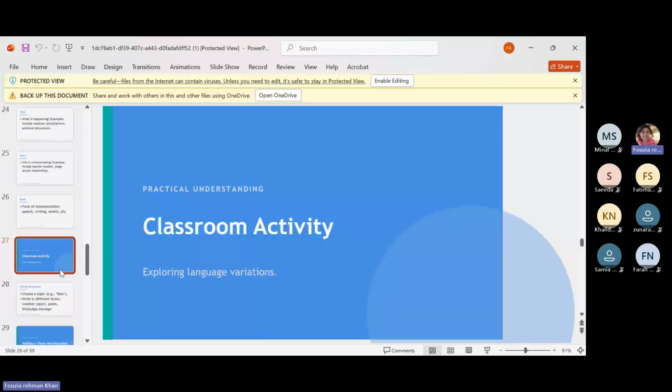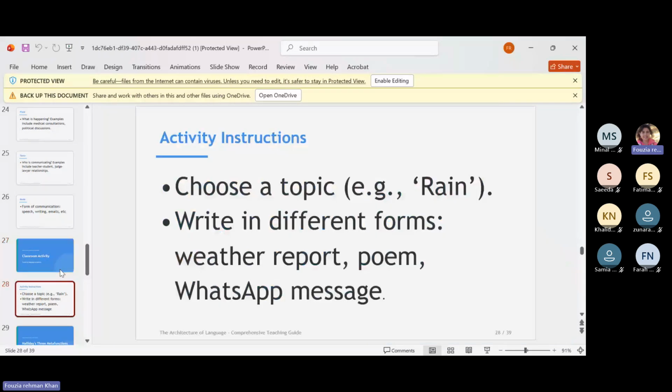Okay, for this activity I'm giving you like 5 minutes. You can write it down. You can think it in your mind. But after 5 minutes, we would be sharing it. What you're going to do is, the topic is rain. You can use any of these. How do you present a weather report? I would like you to write 3 sentences about the rain in some areas.